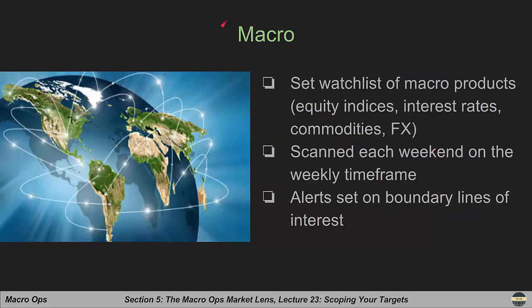So for macro, we don't scan for macro stuff because we just have a set watch list of all the macro products. So all the big futures, equity indices, rates, commodities, FX, those are set watch lists in our TradingView platform, and we're looking at those constantly every single week. And we primarily look at them on the weekly time frame because we don't want to get bogged down by smaller time frame patterns. And then when we see something of interest, we'll just set an alert on there. And when it breaks out, we'll look at the chart and see if we're going to want to take an entry.